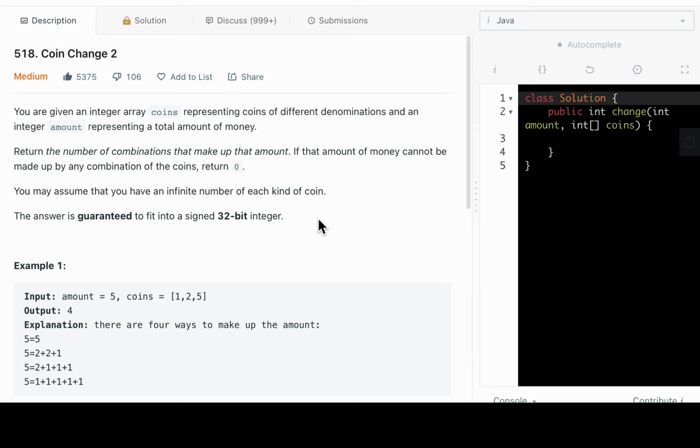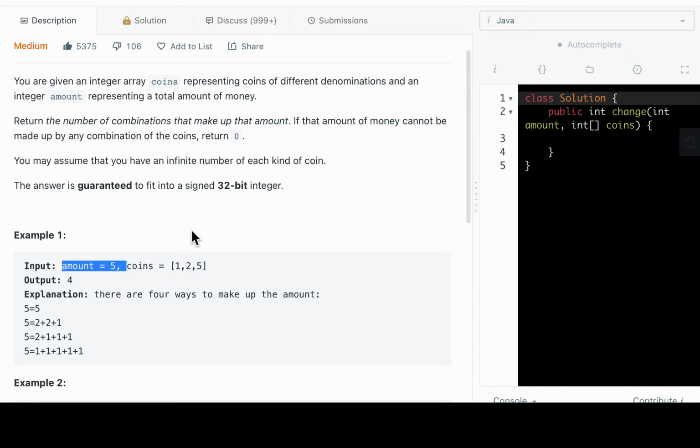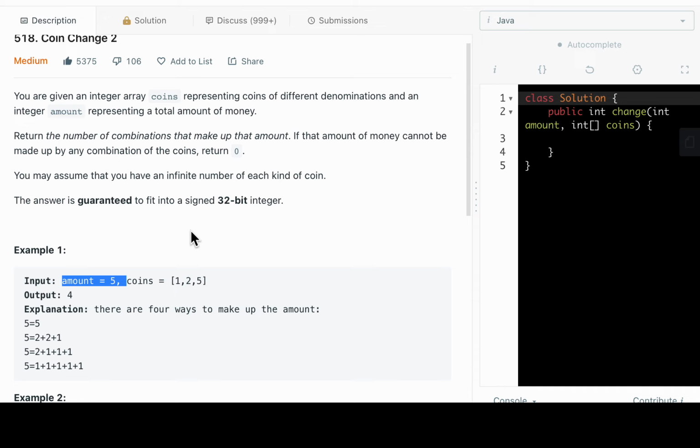Hello everyone, today we are going to solve the problem Coin Change 2. In this problem we are given a particular amount and an integer array coins representing different denominations. We have to find the number of ways in which we can pay the particular amount using these coins, and we can assume that we have an infinite number of each coin.